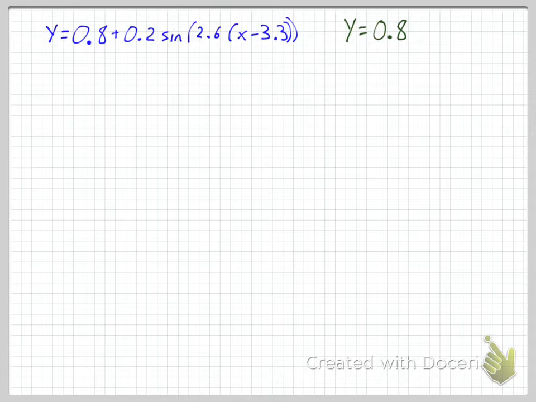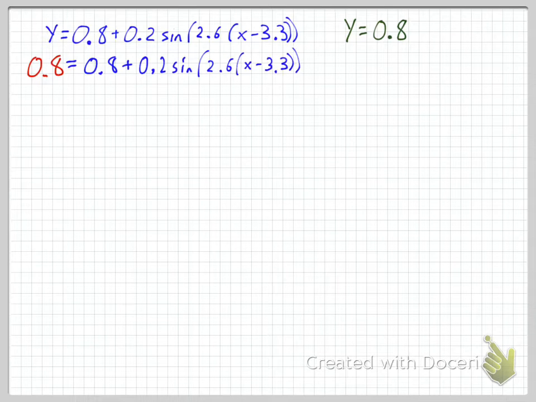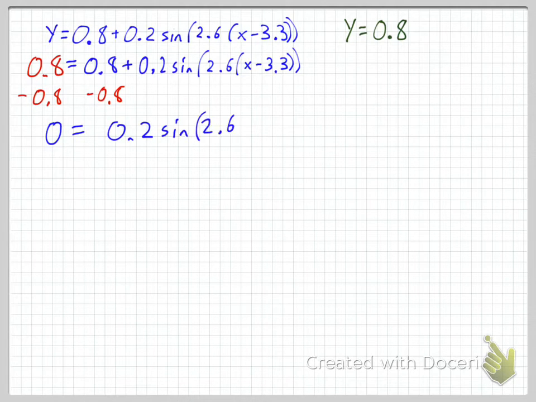Hey, so I'm going to show you how to solve this equation here if you know that the y value is equal to 0.8. Okay, so first of all, I'm going to plug in 0.8 for y and start solving this. I need to get the sine by itself, so first I'm going to subtract 0.8 from both sides. That's nice because it ends up as a 0.